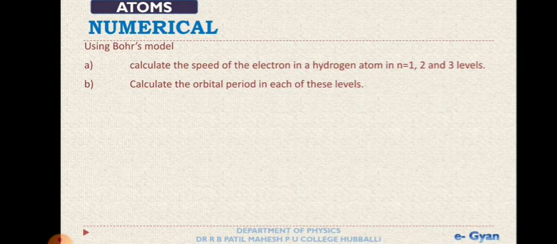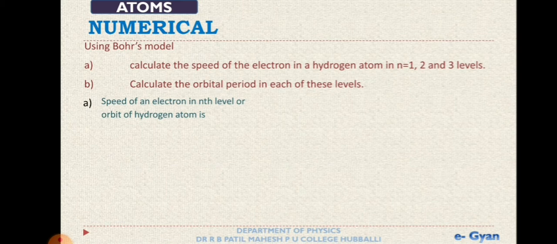Using Bohr's model, we have two sub-questions. A. Calculate the speed of the electron in a hydrogen atom in n = 1, 2 and 3 levels. B. Calculate the orbital period in each of these levels. Let's work out the first sub-question A.